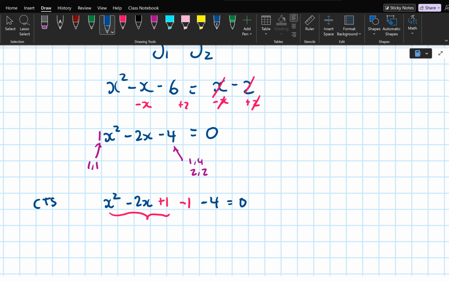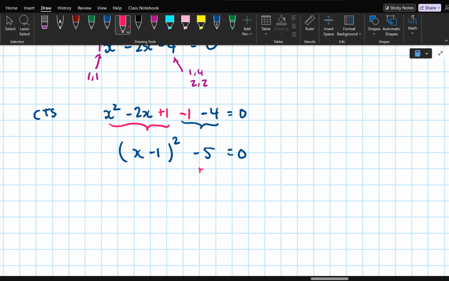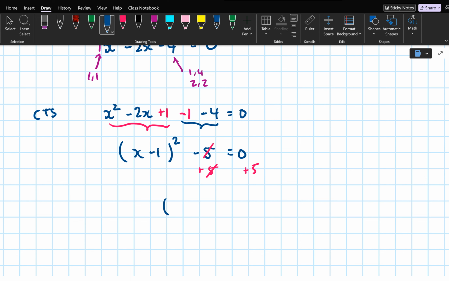And then you can see here, x squared minus 2x with that extra plus 1 is a perfect square of x minus 1 squared. Whilst on this side, minus 1 minus 4 is minus 5. So when I try to solve it now, I can say, let's add 5 on both sides. Negative 5 plus 5 cancels out. I get x minus 1 squared is equal to 5.